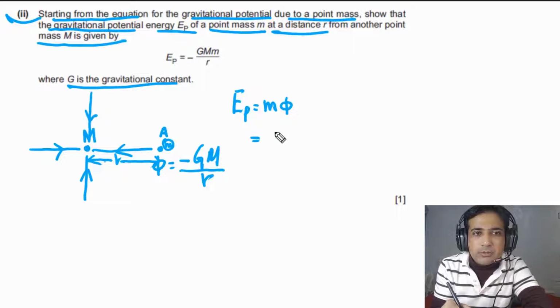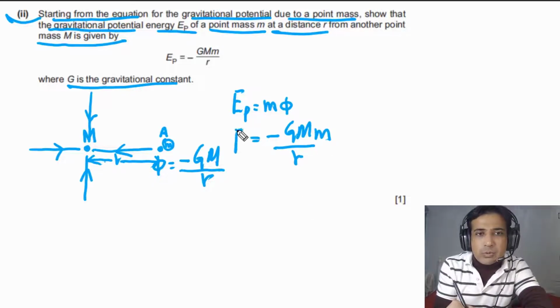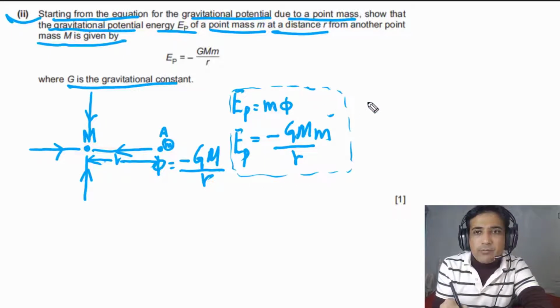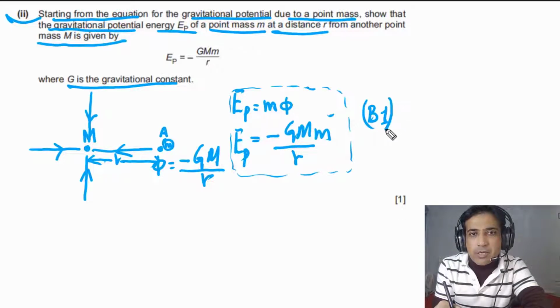So now simply we need to replace this potential with this one. So we can write down this is minus capital G capital M divided by R multiplied by small m. So that's all you need to do for this question. Then if you write down these 2 steps, you will get 1 mark, and that is B mark. So this is how this B mark will be awarded.